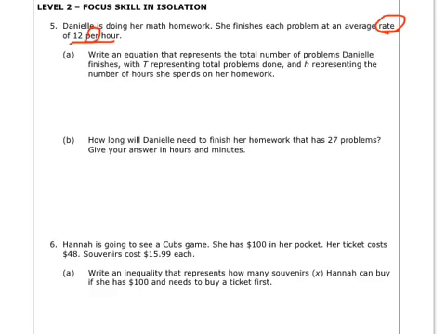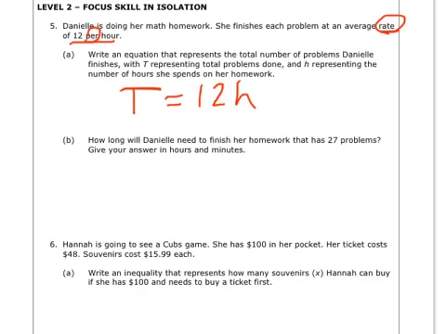Write an equation that represents the total number of problems Danielle finishes, with T representing the total problems completed, and H representing the number of hours she spent on her homework. So if you want to know how many problems she did, you're going to have to multiply her rate, which is 12, times the number of hours. If she spent 1 hour doing her homework, that would be 12 problems done. If she spent 2 hours, that's 24 problems done. That's why we're doing that multiplication.